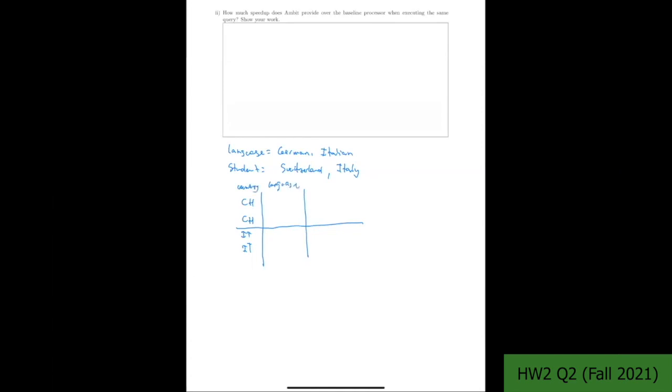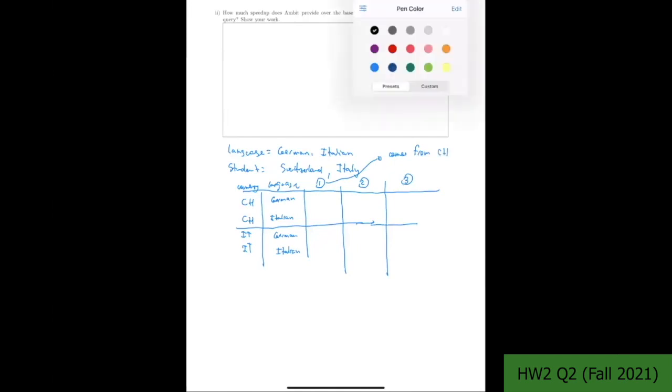The student can speak German, or Italian, right? German, Italian. So in the first query, let's say this is your database, and then you have 3 queries. The first one is you want to figure out if the student comes from Switzerland. So you are going to want this line over here. This is Italian. You don't want this one. You don't want this one.